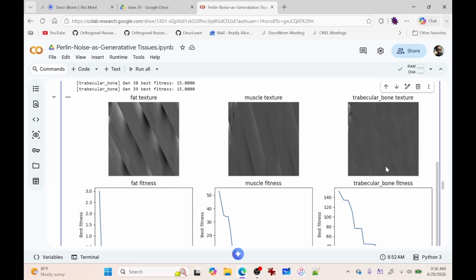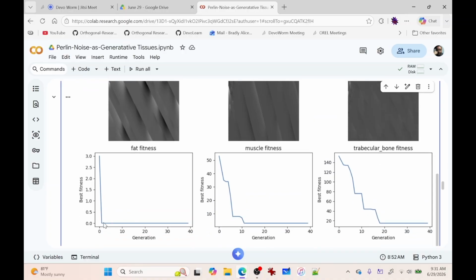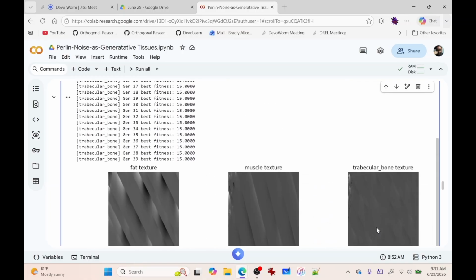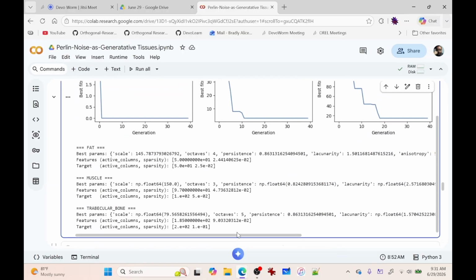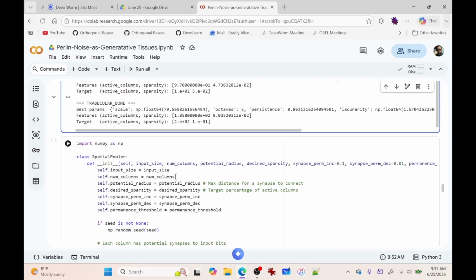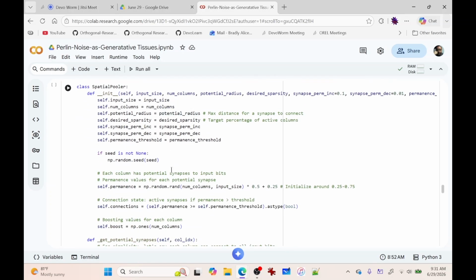This is the additional part of this. And so now we get these visualizations, and we see that the GA actually converges a lot sooner for fat and muscle, and then trabecular bone is around the same. So I'm not sure what to say about that. And we have our spatial pooler here.